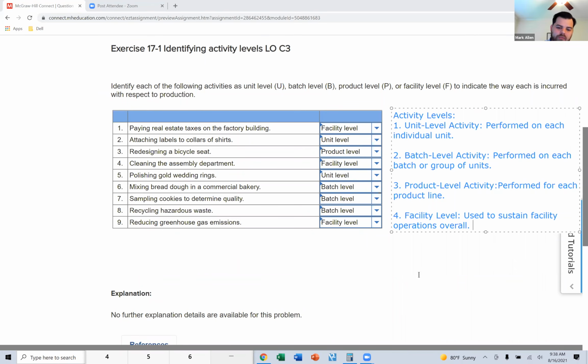So the very first thing here, paying real estate taxes on the factory building. That is, of course, a facility level issue because if you don't pay your property taxes, you don't have a facility. They will repossess your facility. So that's a problem.